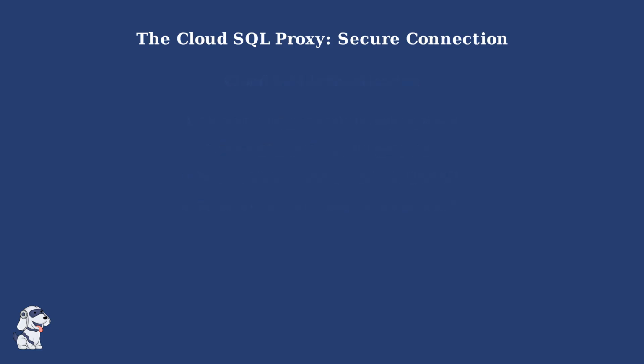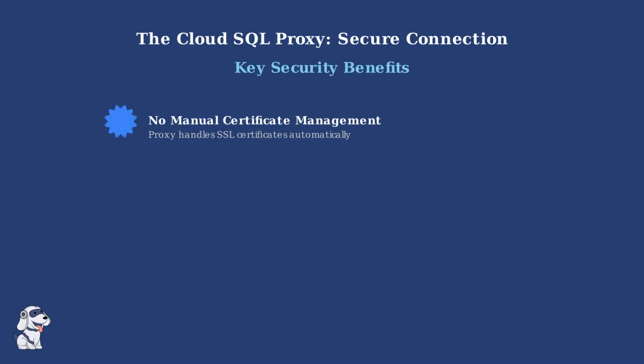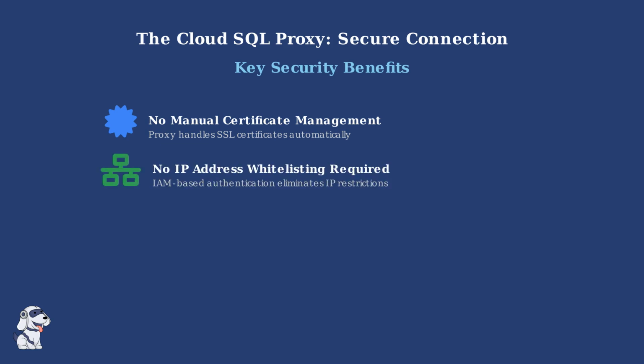The Cloud SQL proxy provides several key security benefits that make database connections much simpler and more secure. First, the proxy eliminates manual certificate management. You don't need to worry about SSL certificates, renewals, or configuration. The proxy handles all of this automatically. Second, there's no need for IP address whitelisting. Traditional database connections require you to whitelist specific IP addresses, but the proxy uses IAM authentication instead, which is much more flexible and secure.